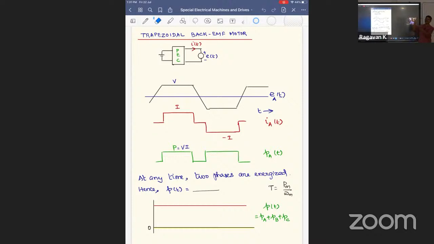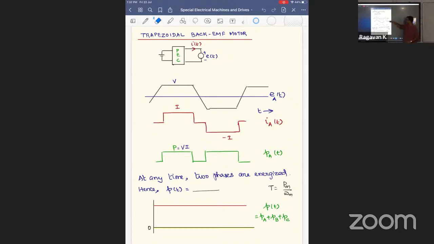So E of t times I of t, minus some losses, friction and windage losses, finally gives the shaft power, the useful power. But since the efficiency of most of the systems is above 85%, we can say that E of t times I of t is very close to the shaft power.